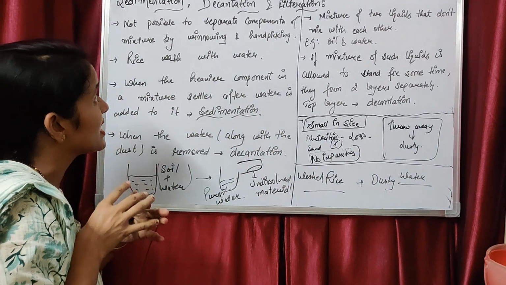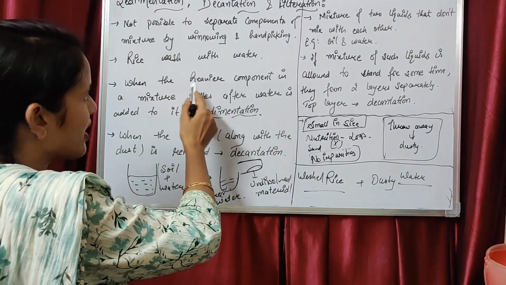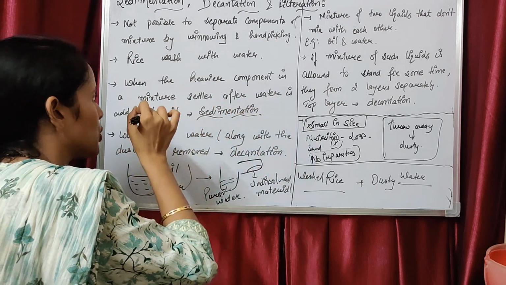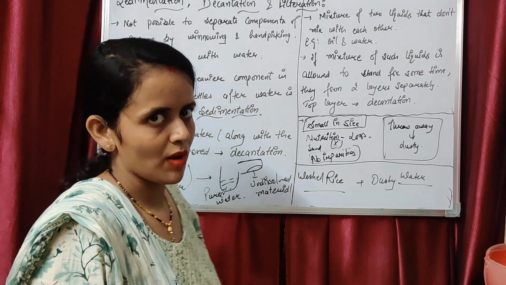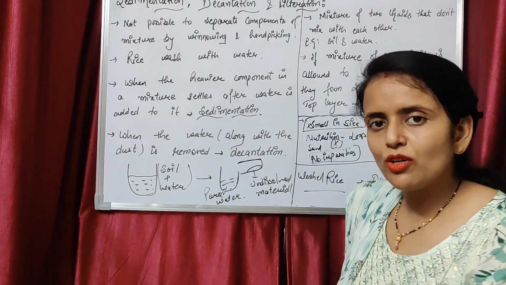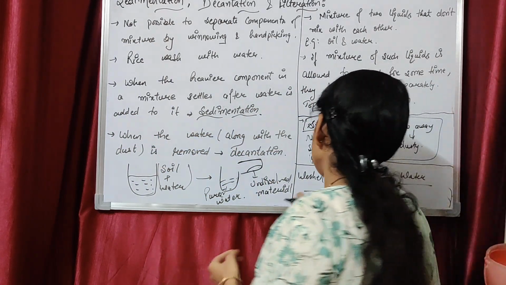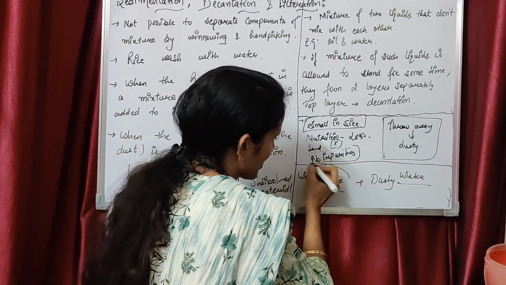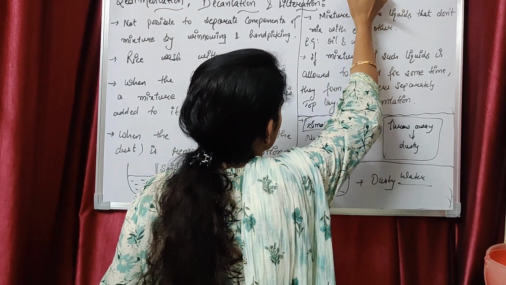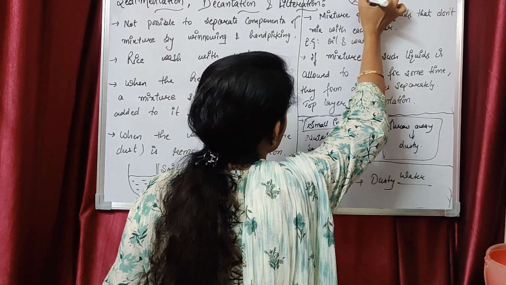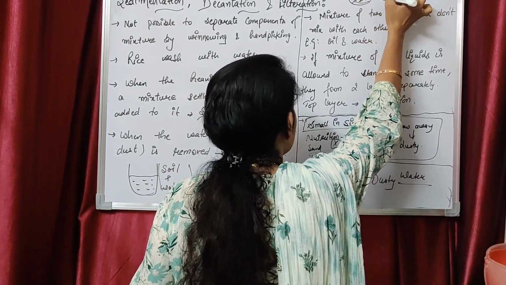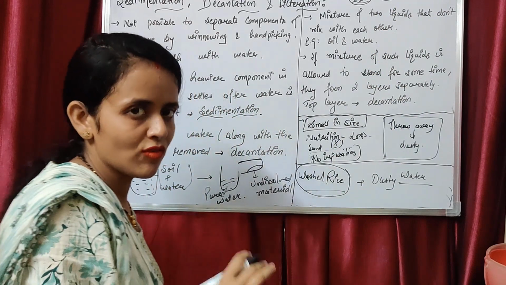So, what is sedimentation and what is decantation? Sedimentation is when the heavier component in a mixture settles after water is added to it. When we add water to rice, the rice, being heavier, will settle down. Like this is the container, water, and these are the rice. So when we throw away the water, we will be left with only the rice, because rice is heavier than water.